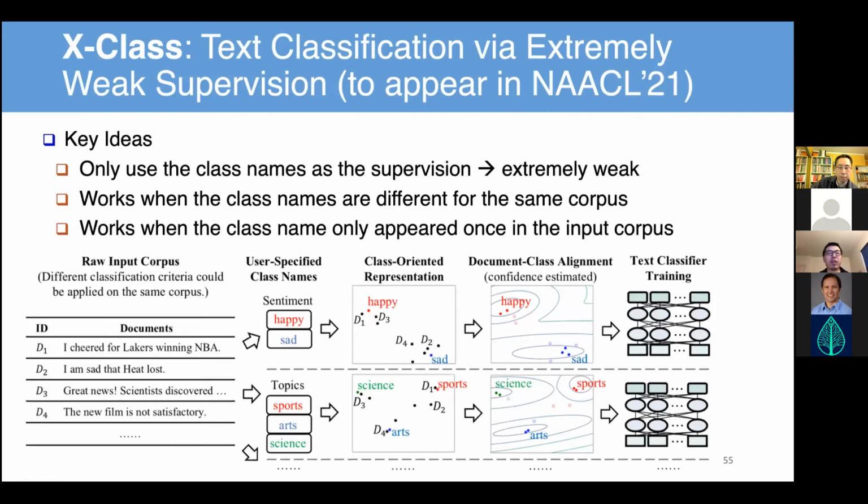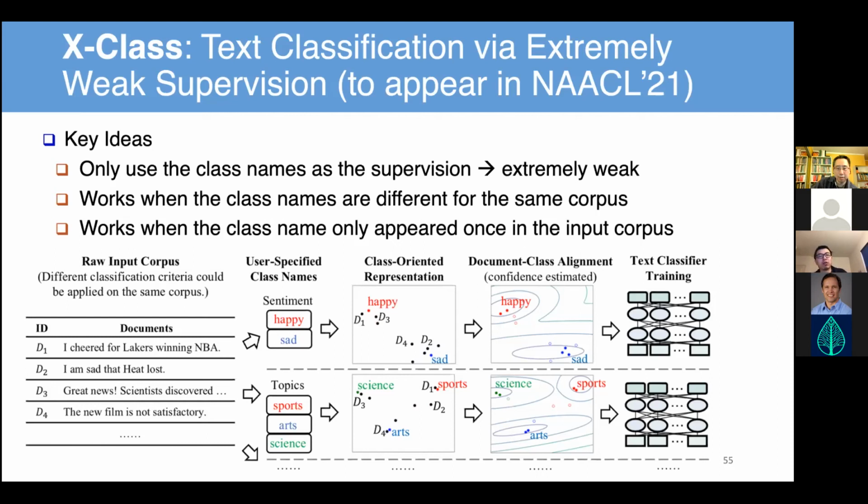This is kind of magic, and the performance is actually very high, very close to 90% accuracy in many data sets. So we are only using the class names here as supervision. That's why it's called extremely weak. You may wonder why it's called extremely weak. Because this is almost the minimal supervision we can imagine.